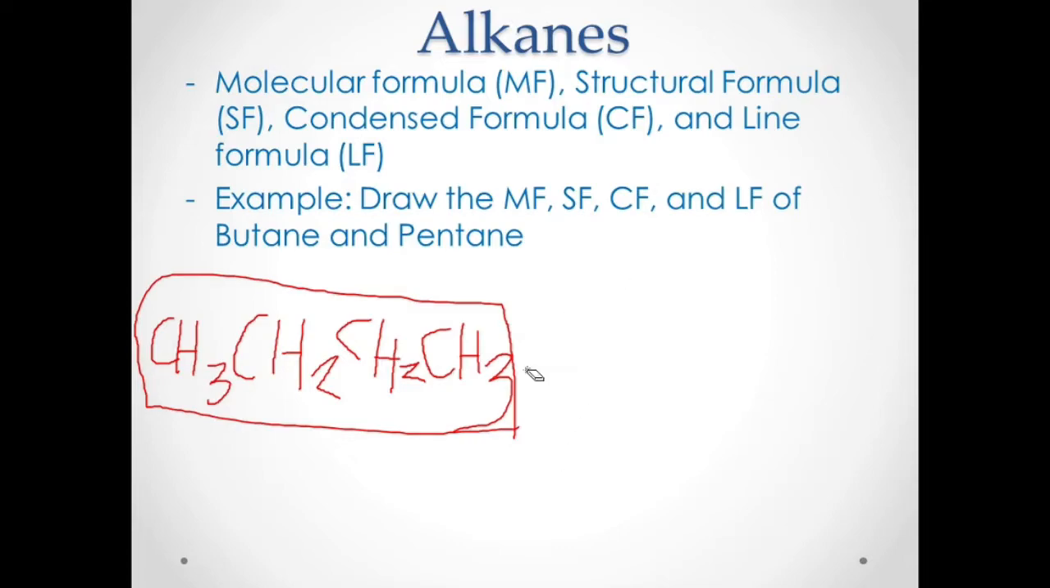Sorry, I'm sick. So we can write the line formula for butane. Line formula is just a line. The line should be an alternating line. For example, if you are starting with that, then the next one should be down, and the other one should be up, then down. So it's like a zigzag line.